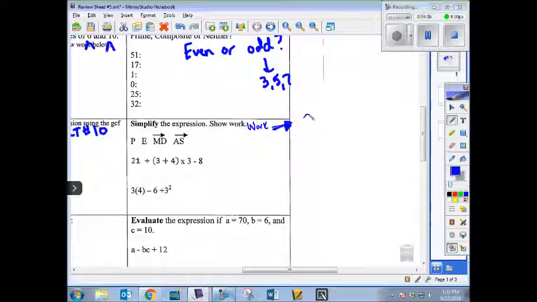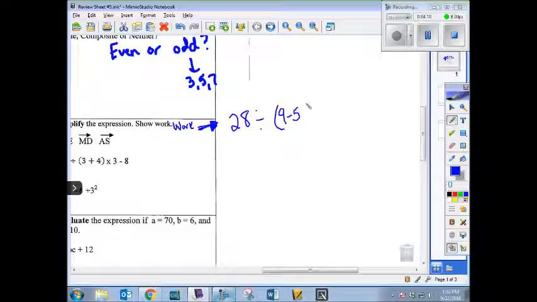We're going to do 28 divided by 9 minus 5. I'll take it over a little bit. And then we'll do times 4 plus 9 squared. Something like that.